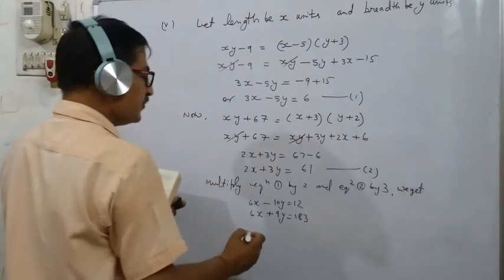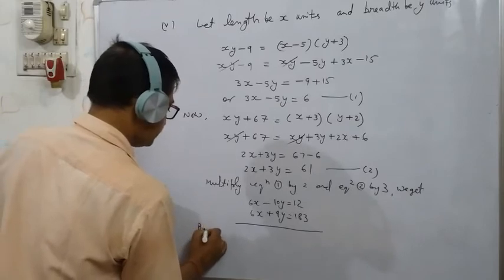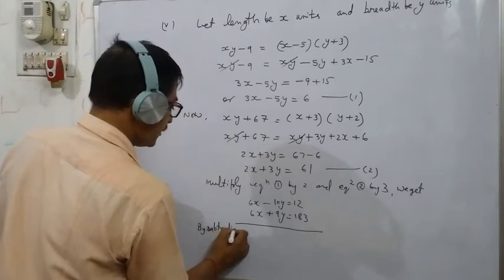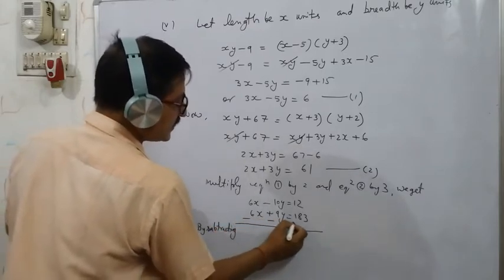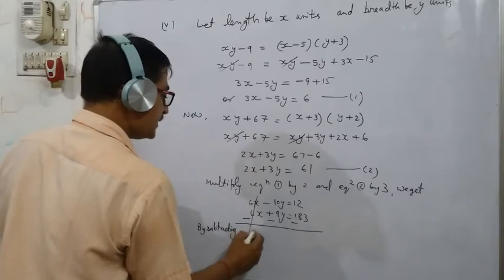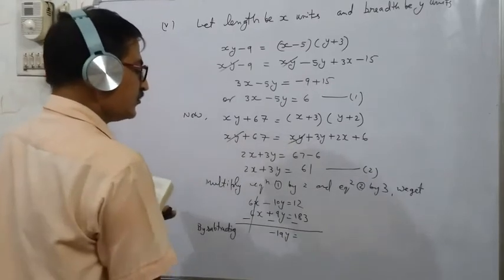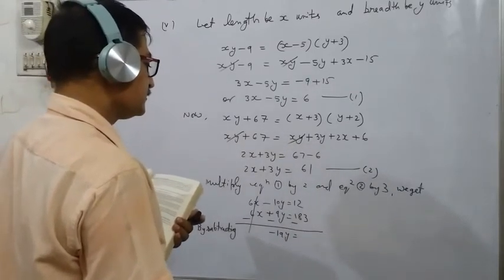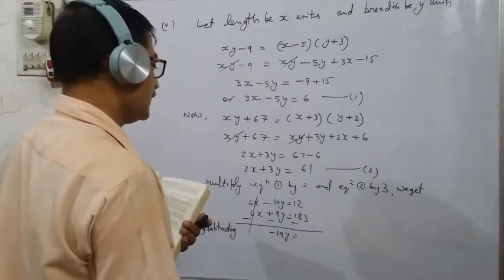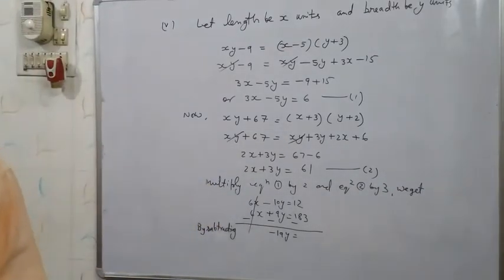So now you will see what we get by subtracting. When we are subtracting, then we have to change the sign. So 6x minus 6x will be cancelled, and minus 10y minus 9y will be minus 19y, and 12 minus 183, what will come? 195 is coming.